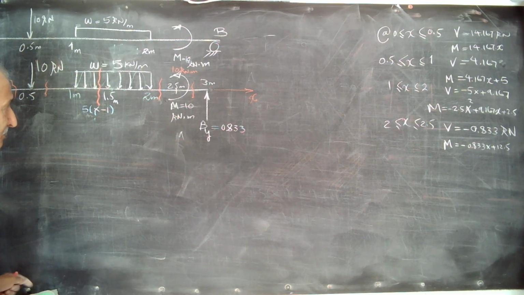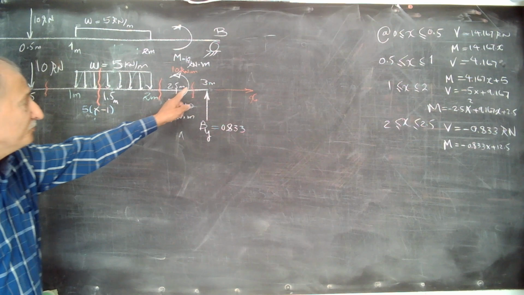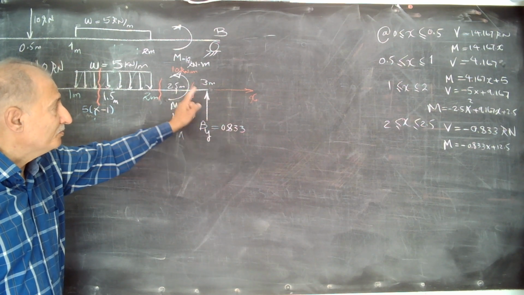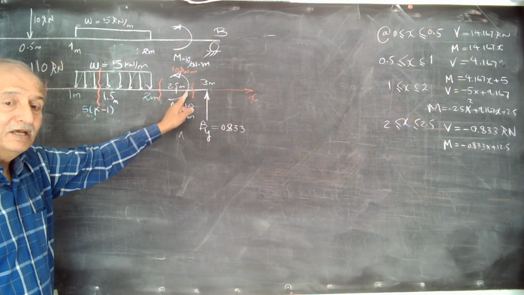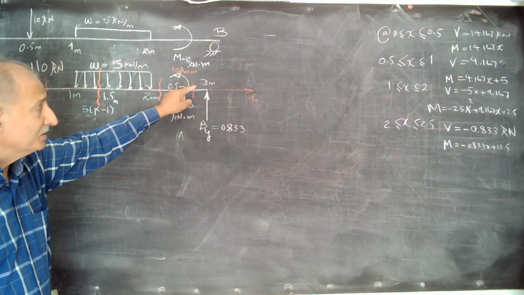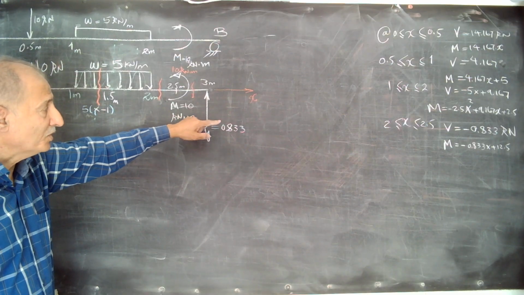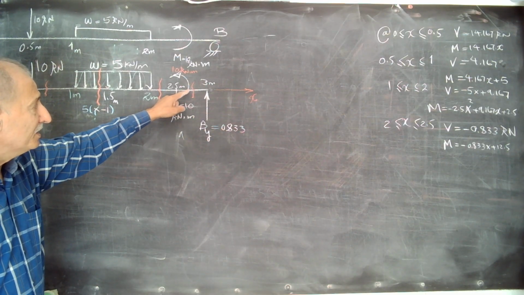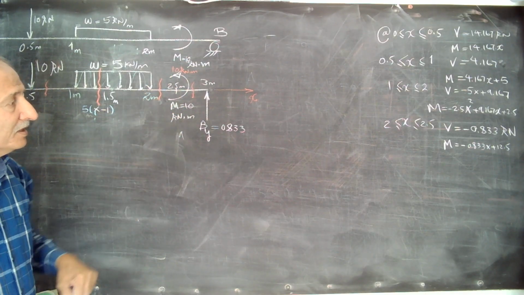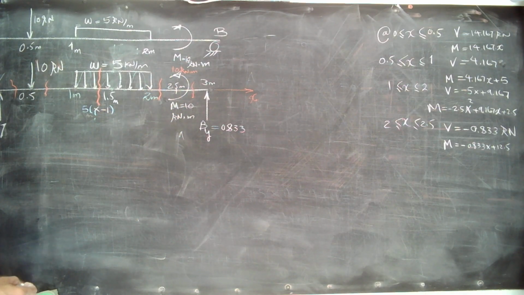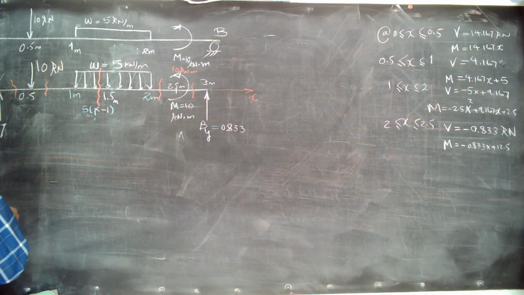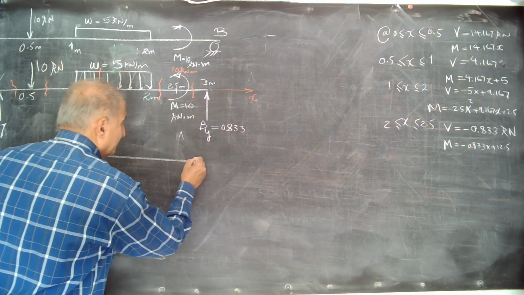We reach the end. It is clear from the end, if you give a cut here, V is equal to 0.833. But because you consider the other side, the V will be upward. V plus this equal to 0, V is equal to minus 0.833, and the moment is also very easy. Just you have this value 0.833 times 3 minus x. But I consider the left side because I just stick to that.